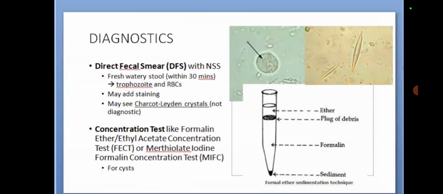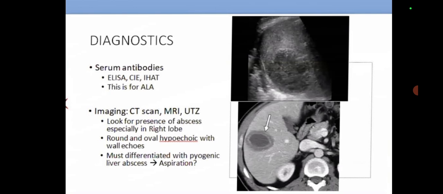Diagnostic is a direct fecal smear with NSS. Fresh watery stool within 30 minutes shows trophozoites and RBCs, and staining may be added. We may see Charcot-Leyden crystals, which are non-diagnostic. Concentration tests like formalin-ether or ethyl acetate concentration, or the merthiolate iodine formalin concentration test, are for cysts. Serum antibodies by ELISA, CIE, and IHAT are for amoebic liver abscess.